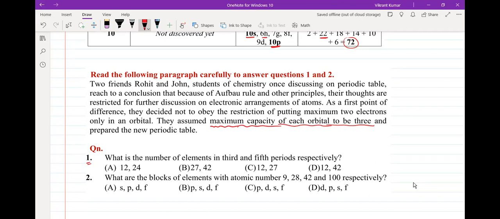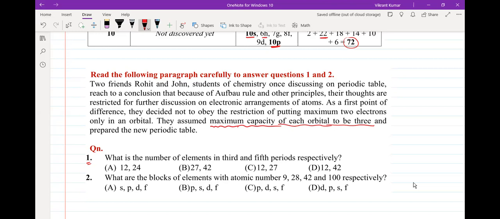Sir, they told that instead of two electrons in an orbital, there should be three. So in s there should be three because there is one orbital, and in p there should be 9 electrons, in d 15, and in f 21. That's the basis.